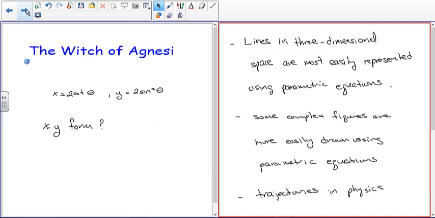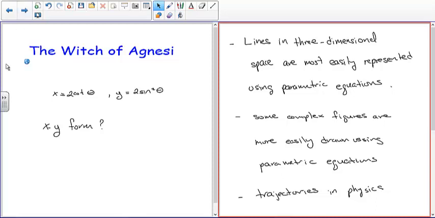So here's the last word here, the last word with Steve Nicholson. So lines in three-dimensional space are most easily represented using parametric equations. That's probably one of the places that you'll see the most in math. Some complex figures are more easily drawn using parametric equations. So like the witch, coming up with a rectangular version of that equation may be difficult, especially if you have things like spirals. You saw that thing that I accidentally drew because I just took the default.